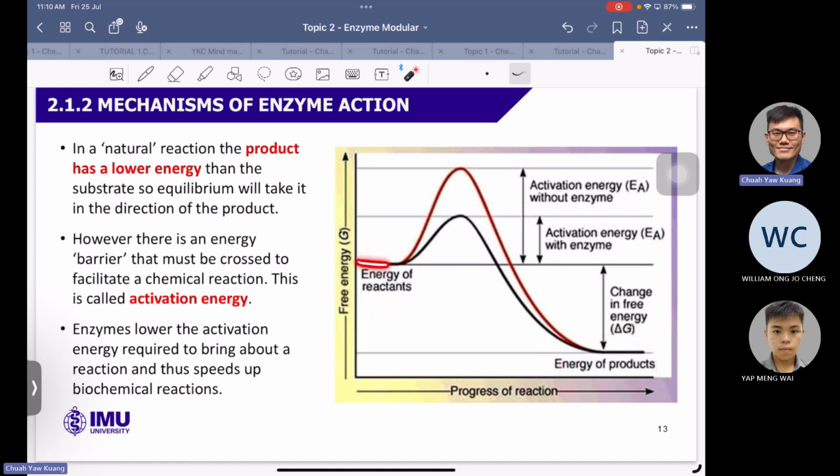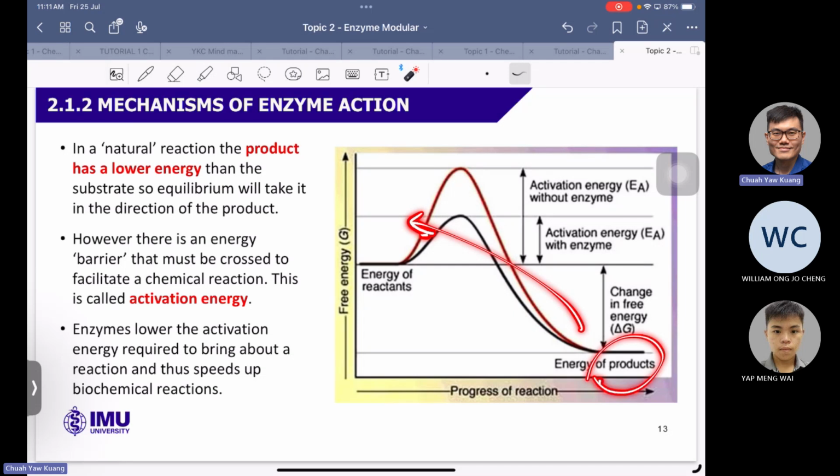So you can see that the reactant will have higher energy than the product. That's why the reaction will favor this direction, and why the reactant can form the product in nature. Because the reactant has higher energy and the product has lower energy, by nature they will favor this direction. Because if not, it would already be product to reactant.